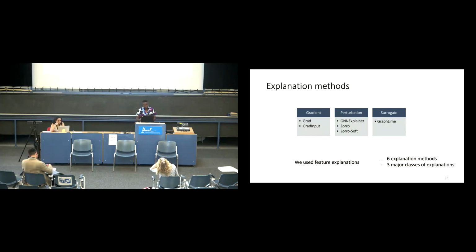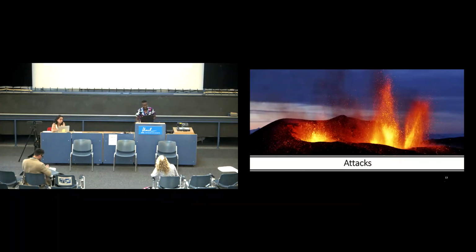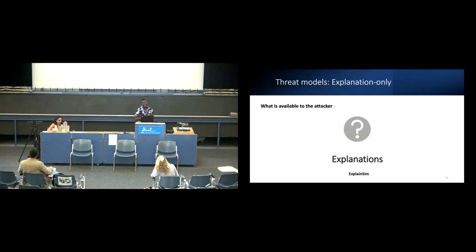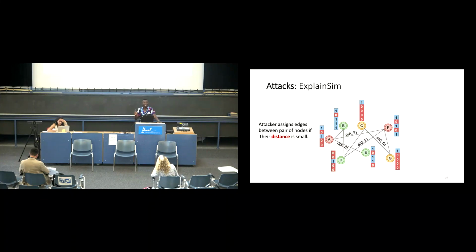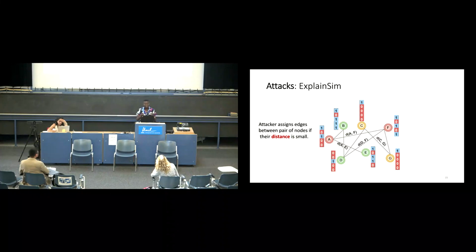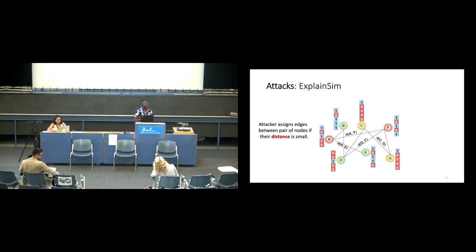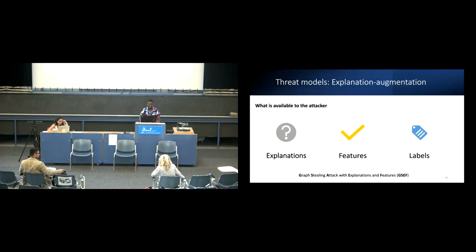For this, we use feature explanations from 6 explanation methods from 3 major classes: the gradient-based, the perturbation-based, and the surrogate-based. For the attacks, we used everything from simple similarity-based attacks to more complicated attacks based on graph structure learning. In the case in which only the explanation is available, we call this explain sim, and the goal is just to measure the distance between 2 explanation vectors. The explanation vectors could be hard masks like this, or they could also be softmax, and we did exactly the same thing. If the distance is small, then an edge is constructed, just a basic thing. But in this context, we are looking at the distance between the explanations.